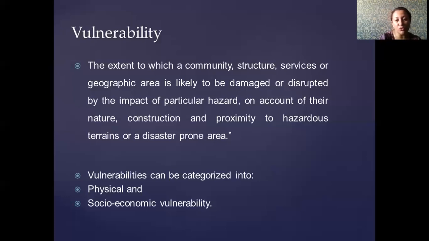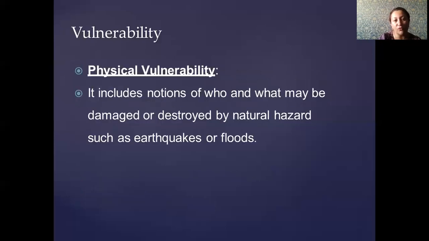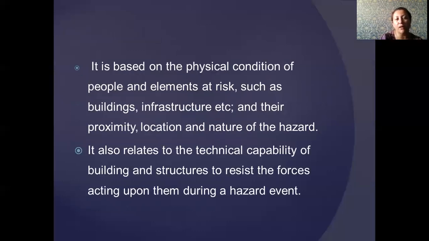Vulnerability can also be categorized into two parts, physical and socio-economic vulnerability. What about the physical one? It includes the notion of who and what may be damaged or destroyed by a natural hazard such as an earthquake or flood. Physical vulnerability can be destroyed by a natural hazard. It is based on the physical condition of people, elements at risk such as buildings, infrastructure, and mostly the nature of the hazard. It is also related to the technical capability of buildings and structures to resist the forces acting upon them during a hazard event.